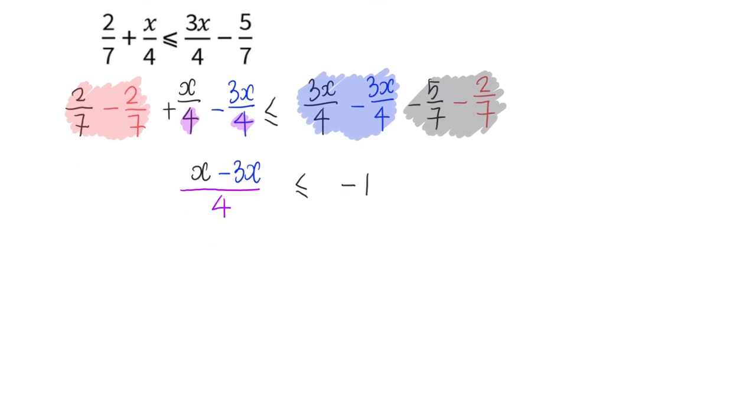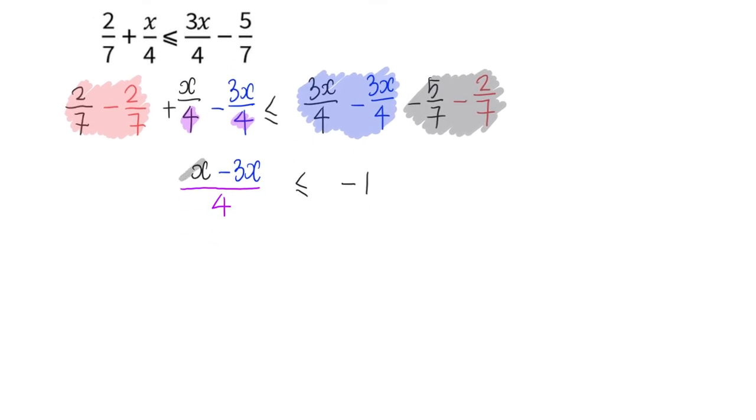Okay, so let's continue to simplify. x minus 3x. How many x left? Negative 2x, still over 4, less than or equals to negative 1. Then at this point, to get rid of the 4, I'm going to multiply by 4 on both sides. This will be negative 4.